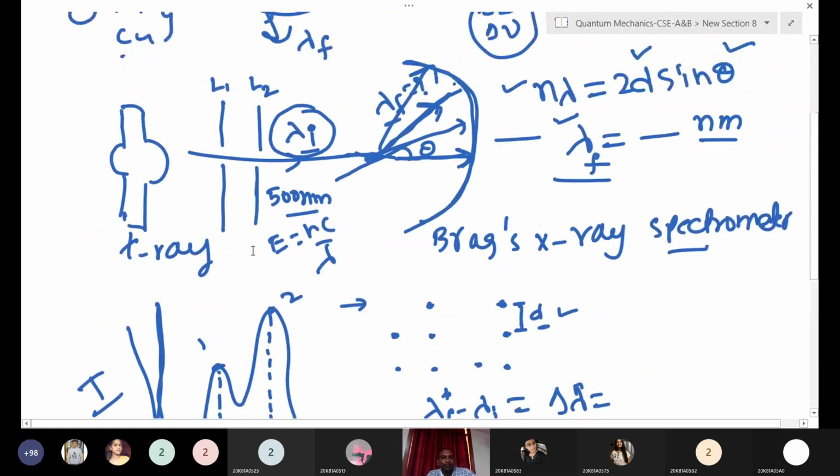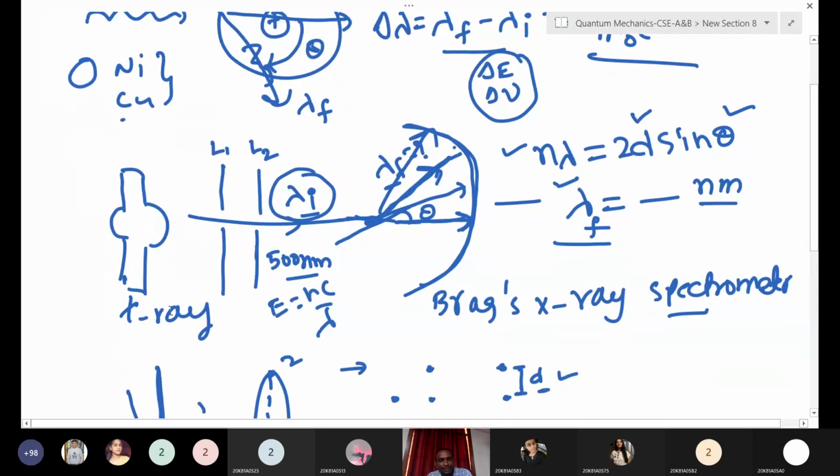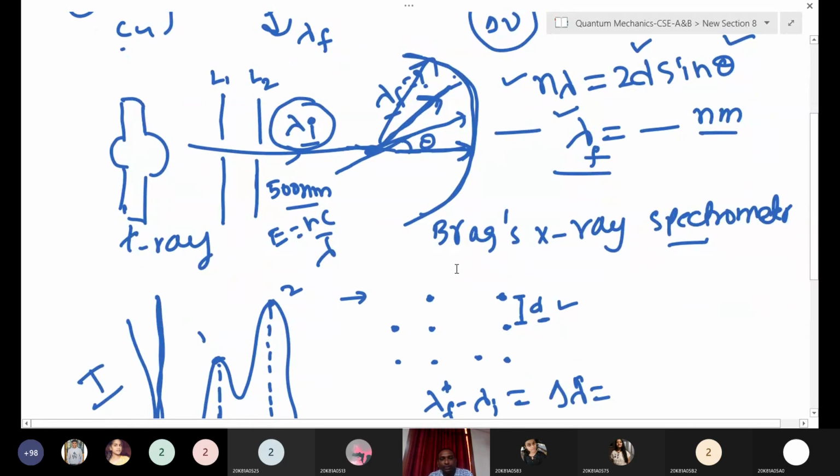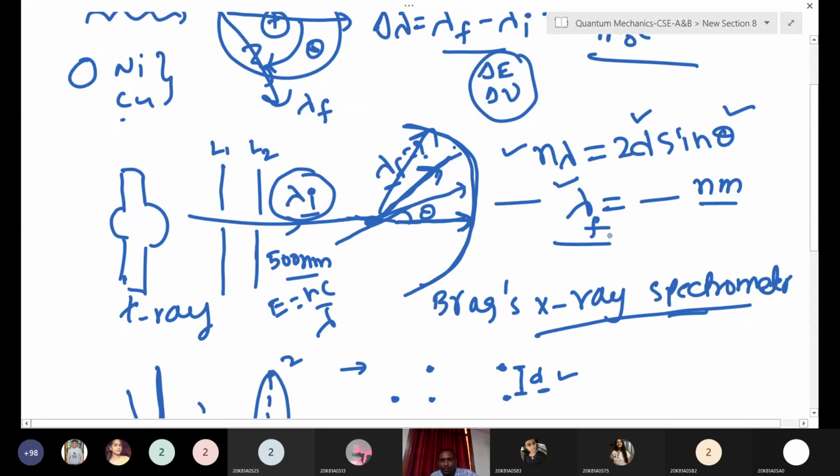Here, first we use the X-ray source. From there we incident these X-rays on graphite or some other material. After incidence, the photon loses some energy to that atom or material. After that, these photons scatter. These scattered photons are collected using Bragg's X-ray spectrometer. Then, using Bragg's diffraction condition, we estimate the wavelength.